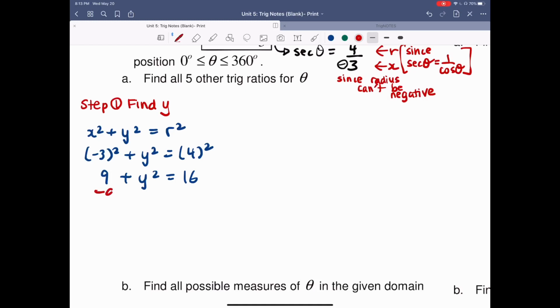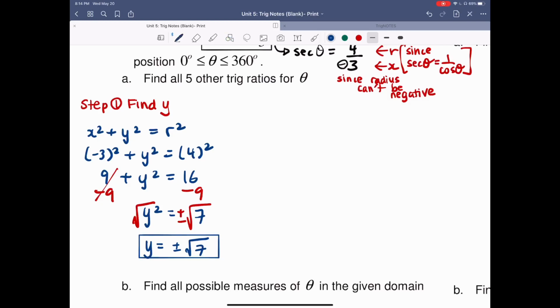I want to get my y by itself, so I'm going to do BEDMAS backwards to do that. 16 minus 9 is equal to 7. To get y by itself, I'm going to square root both sides. There's a plus and minus version. And keep in mind that for my x or y value, it is totally fine to get a plus or minus version, whereas for the radius, only the positive value would be taken. So that was my step 1.